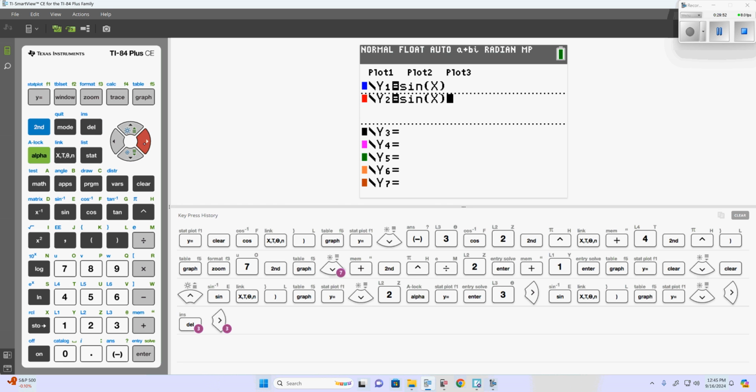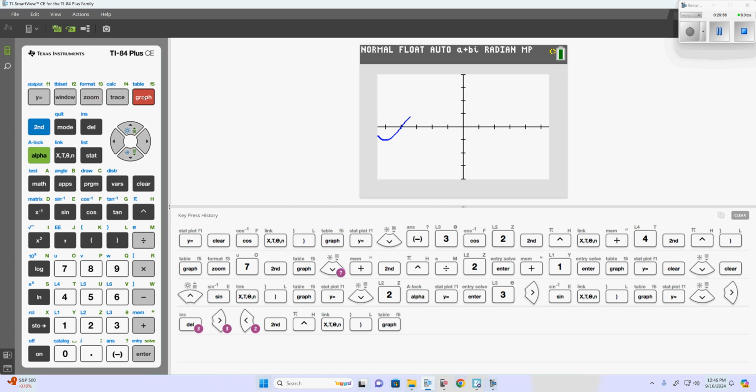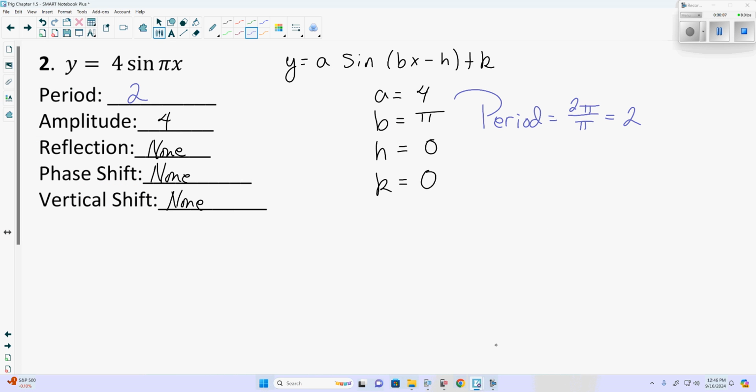Sine of X, I think it was pi X. As we can see here, it does repeat itself a lot faster. Questions on this here?